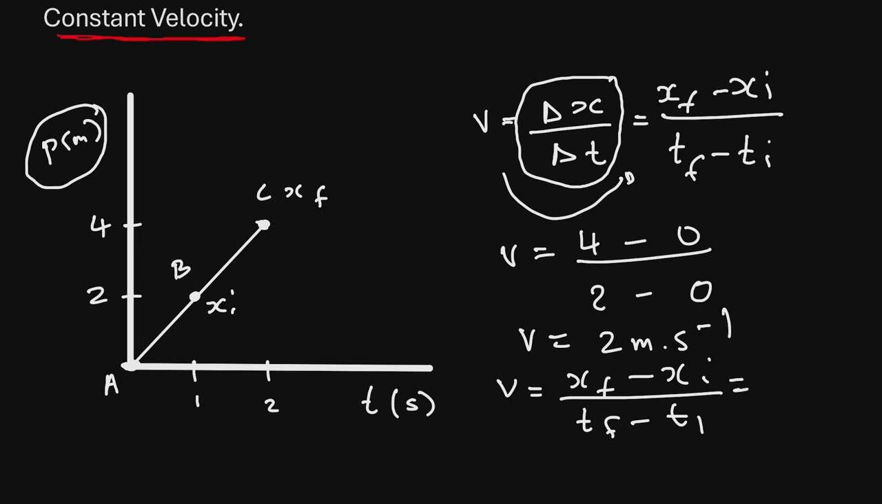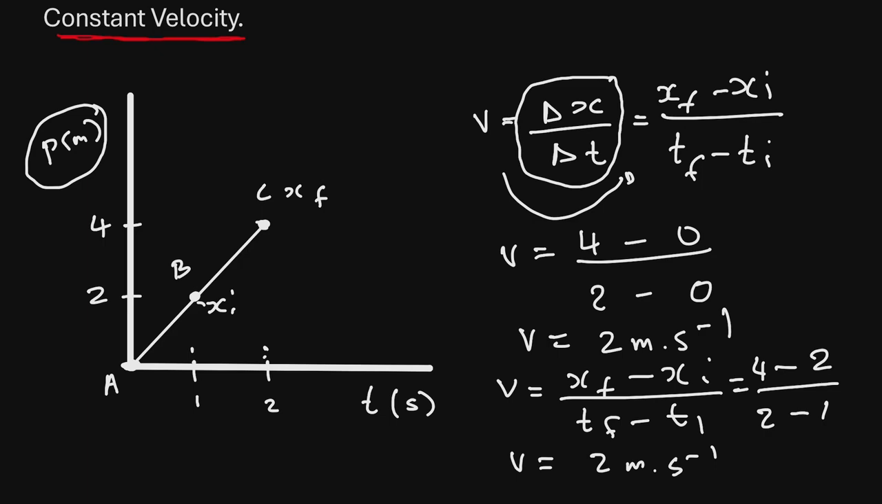As final displacement minus initial displacement over final time minus initial time. So if we substitute what we have, the final displacement at C is 4, and then the initial displacement at B is how much? It is going to be 2, and then the final time at C is going to be 2, and the initial time at point B is going to be 1, so we're going to have minus 1 there. So if we put all this into the calculator, 4 minus 2 gives us 2, and 2 minus 1 gives us 1. And therefore, the velocity will also be 2 meters per second.